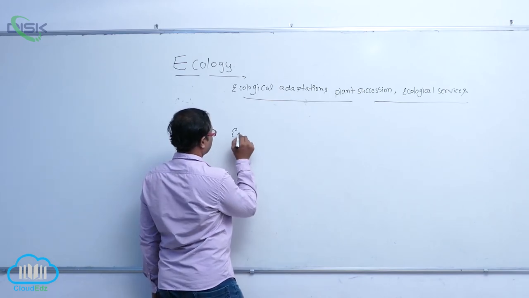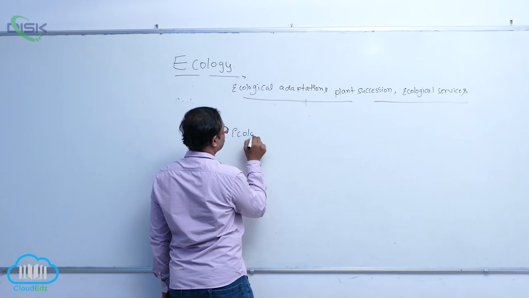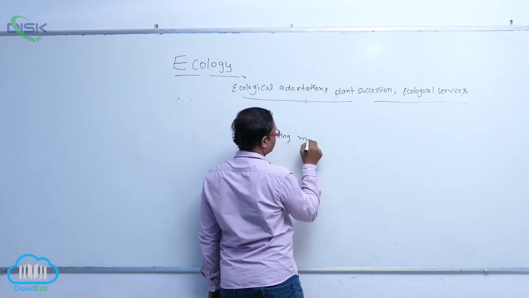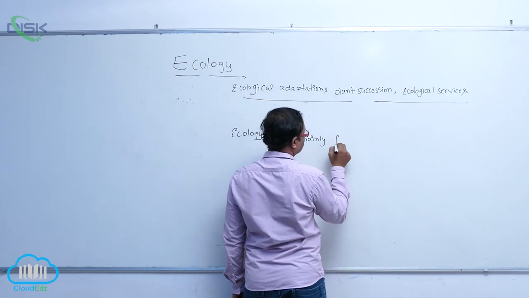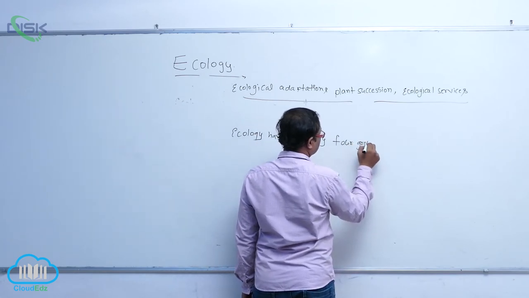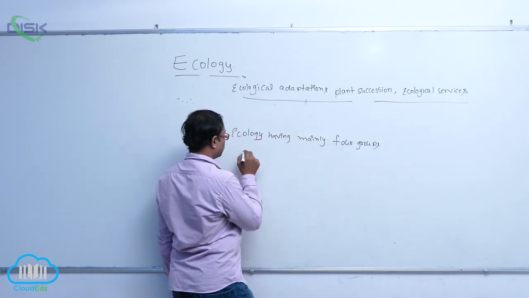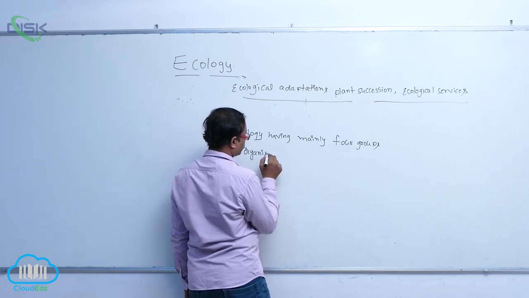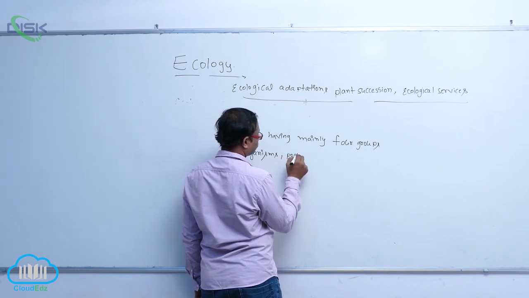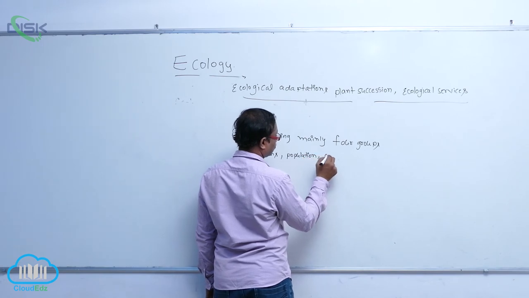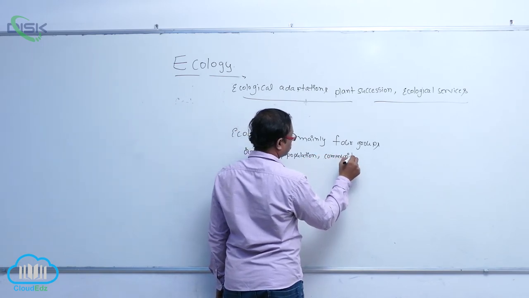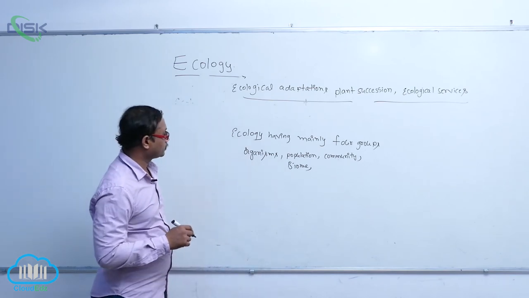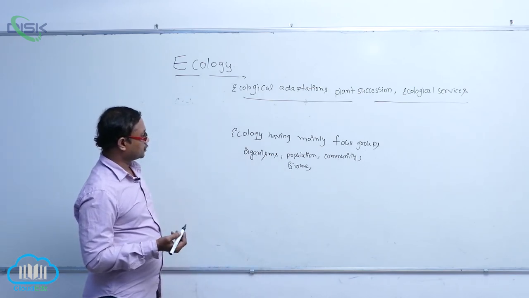After that, ecology has mainly four groups or classes, known as organism, population, community, and biome.